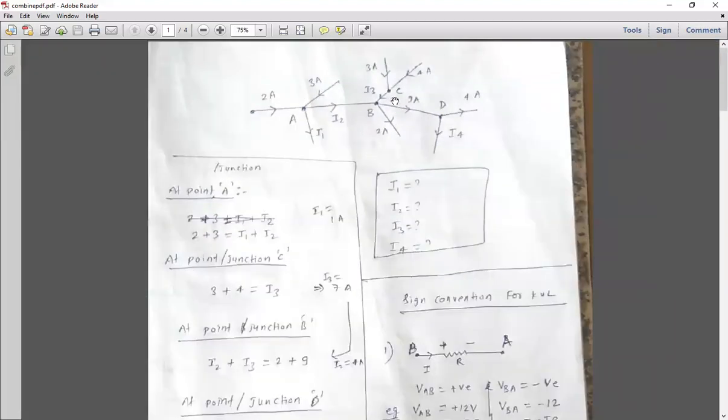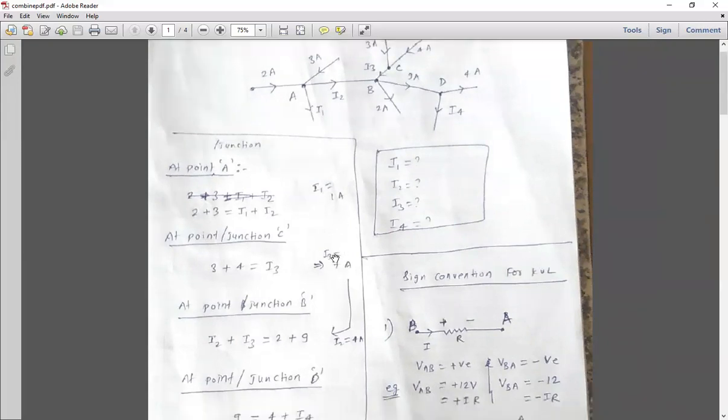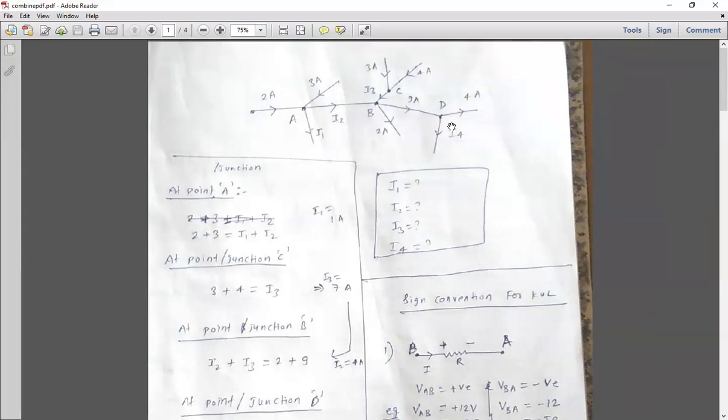For junction C, currents 3 ampere and 4 ampere are toward the junction, and current I3 is away from the junction. So 3 plus 4 is equal to I3. From this equation, we directly get I3 as 7 ampere. Put this I3 in the previous equation and you will get I2. Then put this I2 in the first equation and you will get I1.